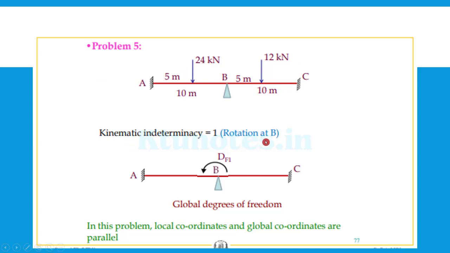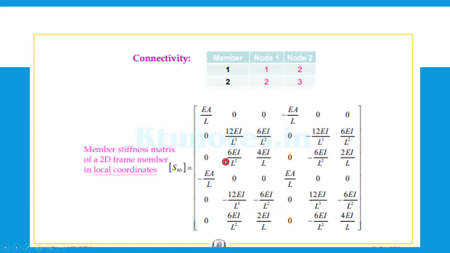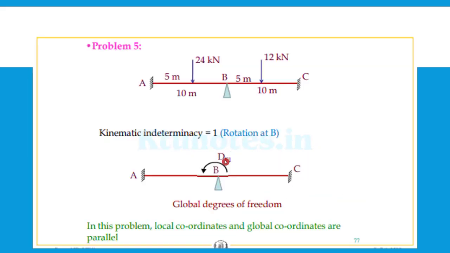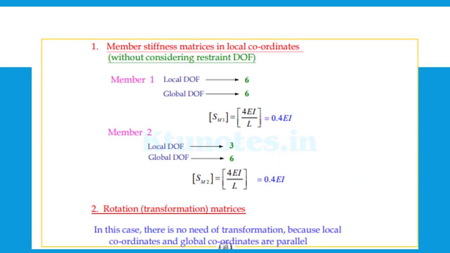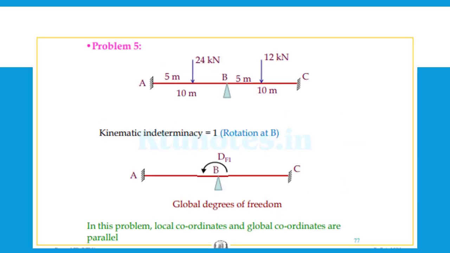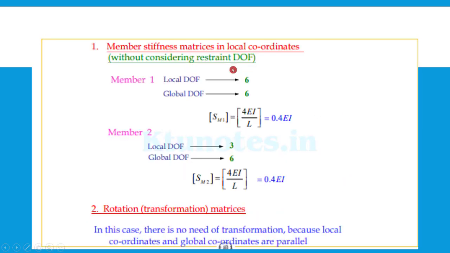So the rotation at B is the global degree of freedom, and the global and local degrees of freedom are both the same. The connectivity you can write down. For the local coordinates, 1 2 3 and 4 5 6 for the first element, then again 1 2 3 and 4 5 6 for the second element. For the global coordinates, 1 2 3, then 4 5 6 7 8 9 will come. So the sixth one will be the rotation, and only the sixth one will be remaining.